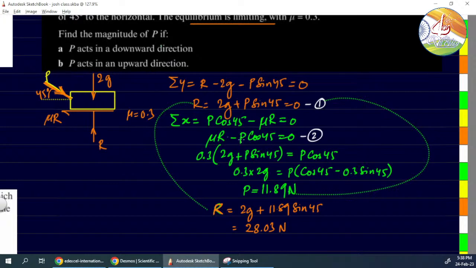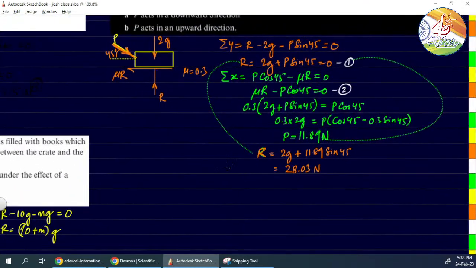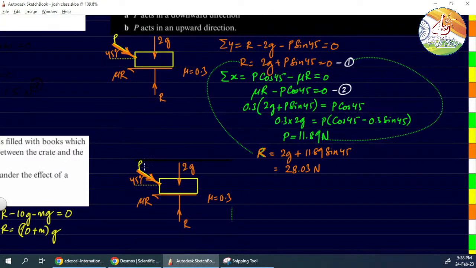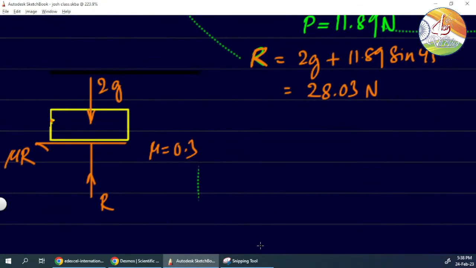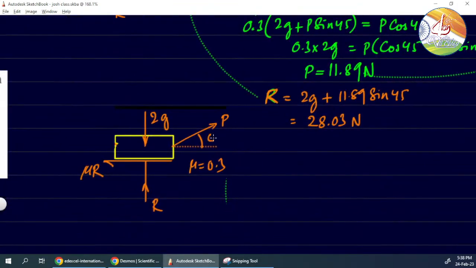Now the same problem we have to solve once again. This time instead of downwards we have to take it upwards. So let's take the same again. Now instead of P acting downwards, we have to take it acting upwards, right? Upward in this sense, we have to add it this side. So this is the force P. What is the angle? 45 degrees. So once again we have to solve it.